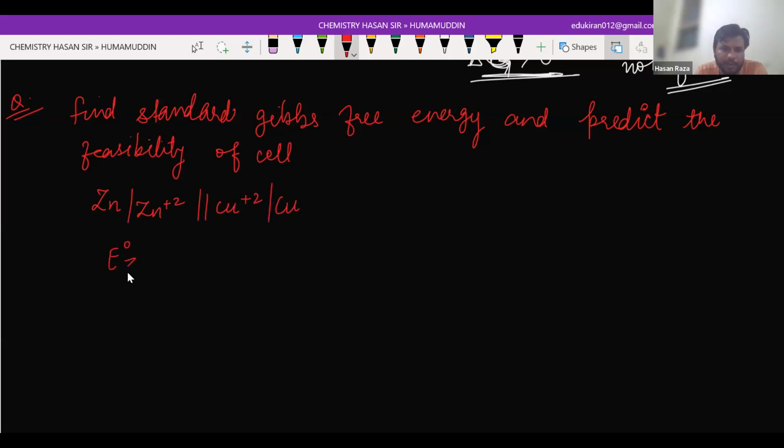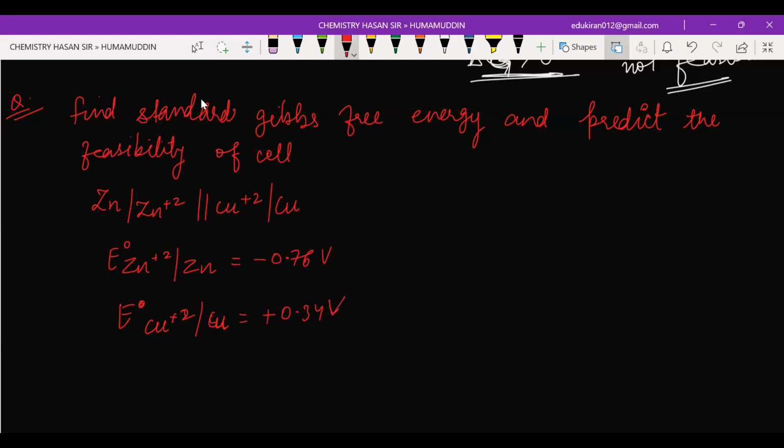E naught Zn plus 2 slash Zn is given as minus 0.76 volt, and E naught Cu plus 2 slash Cu is given as plus 0.34 volt. So, please do it. And the answer will be in Joule.